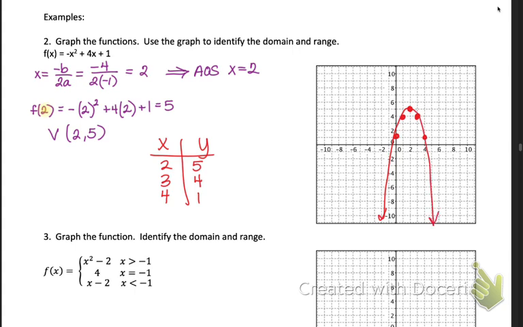Domain and range. There we are. You can tell by the graph. If it opens downwards, it's always going to start from negative infinity for the range. If it opens upward, you'd start at the number and go towards positive infinity.